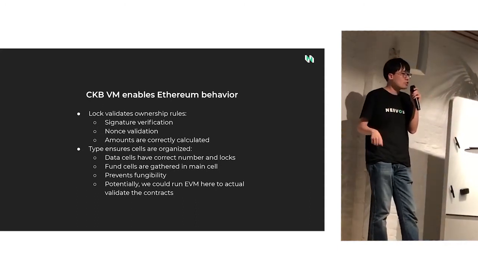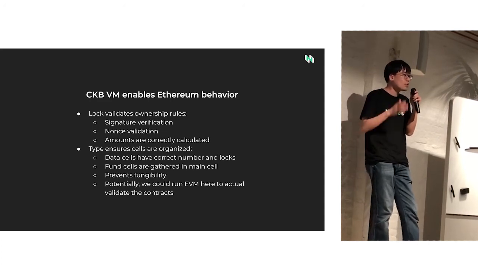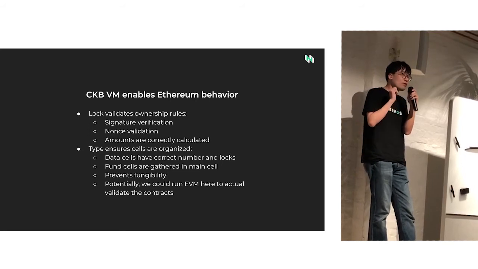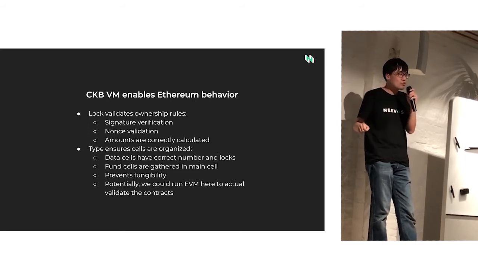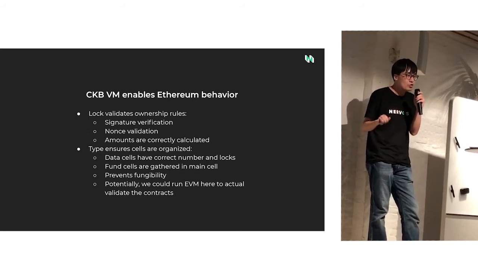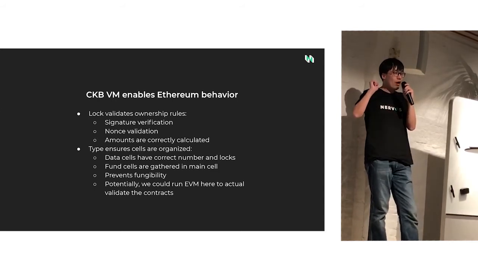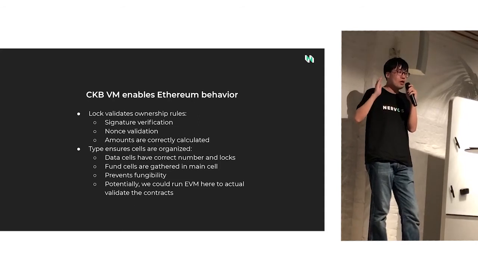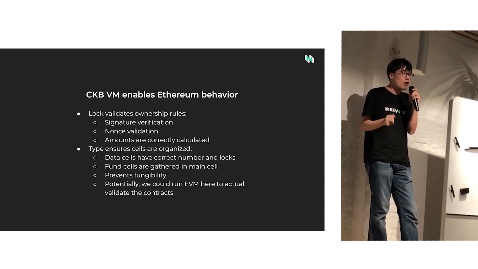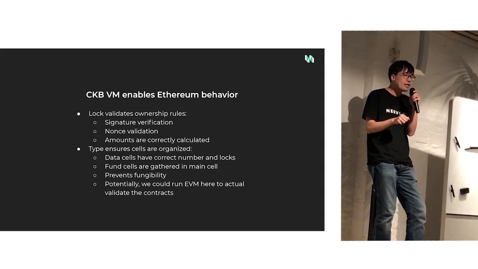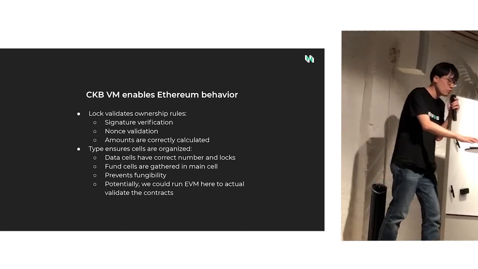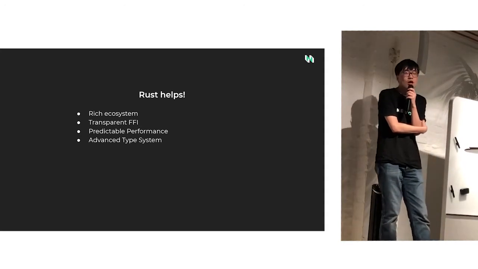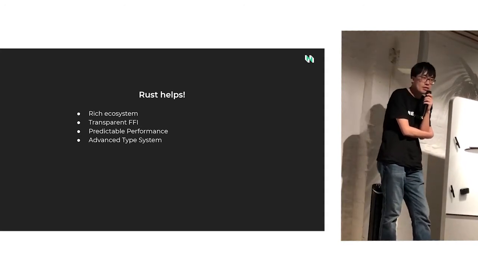And the last thing the type can potentially do is that you can compile EVM directly into RISC-V and run EVM on Polyjuice and also on CKB VM, to ensure that Polyjuice does actually what it claims. When it does the computation offline, we can also validate on chain that the computation it does is actually valid. And we want to say that Rust helps a lot when we are implementing this project.